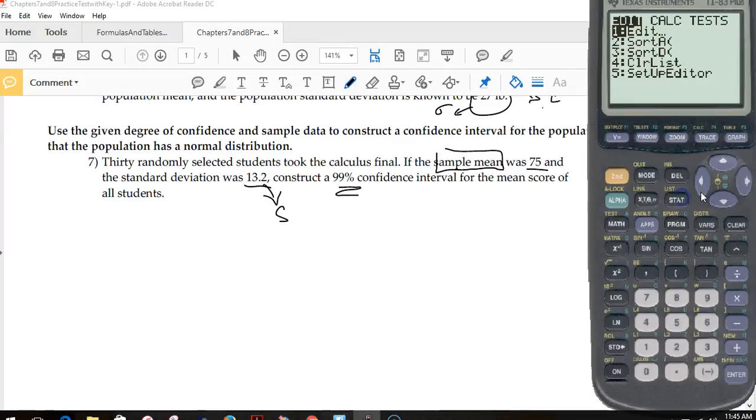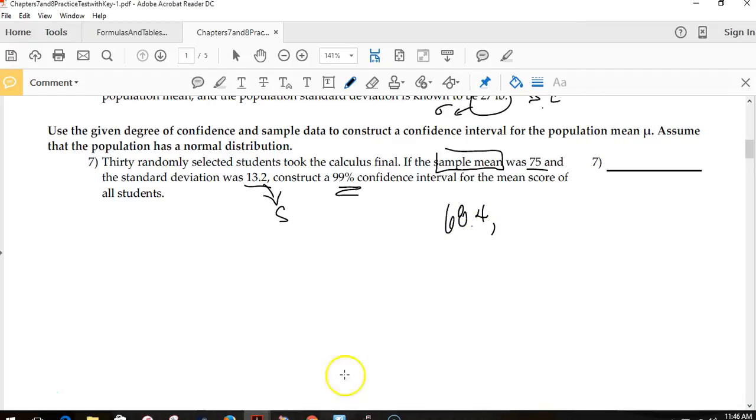Back to the calculator. Stat, test, T interval. Again, I have my stats. X bar was a 75. S was a 13.2. I had 30 students in my sample and I want a 99% confidence. So let's say calculate. And eventually we'll get a t-score. There we go. It doesn't say where to round, so let's go to one place past the decimal and say 68.4 up to an 81.6.